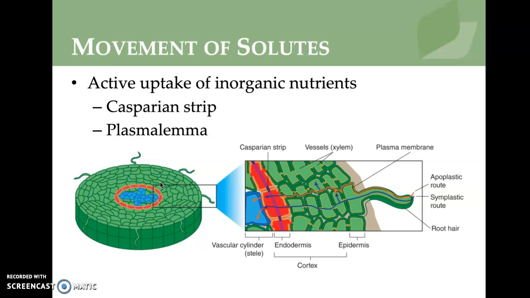Movement of solutes. Active uptake of inorganic nutrients. This is like fertilizer absorption. It could be just even natural elements in the soil that the plant needs that are feeding it. That's going to happen through this process.